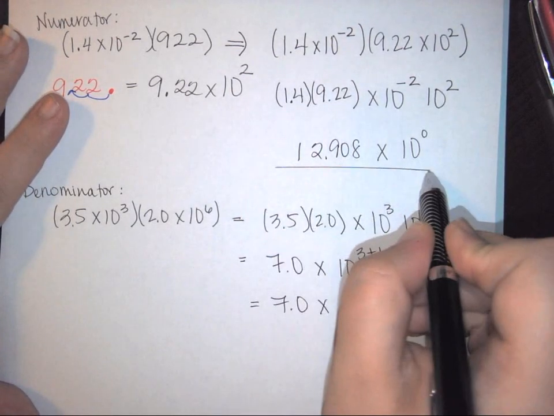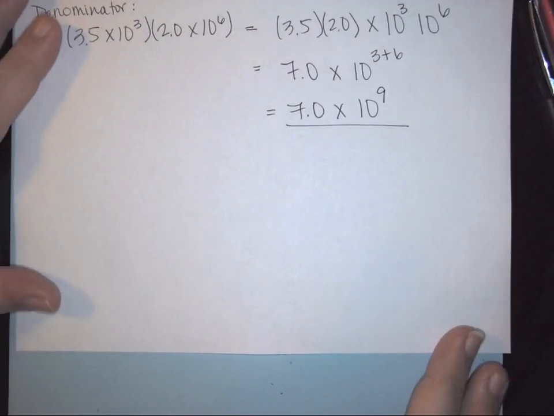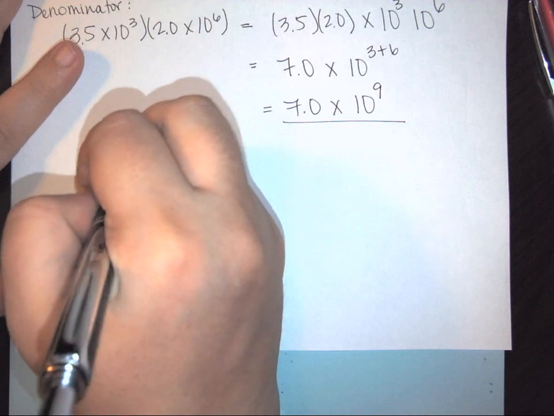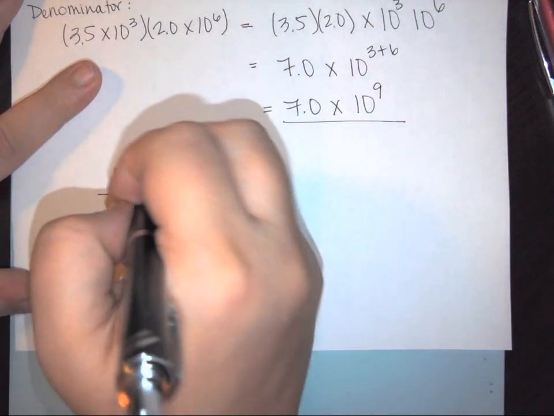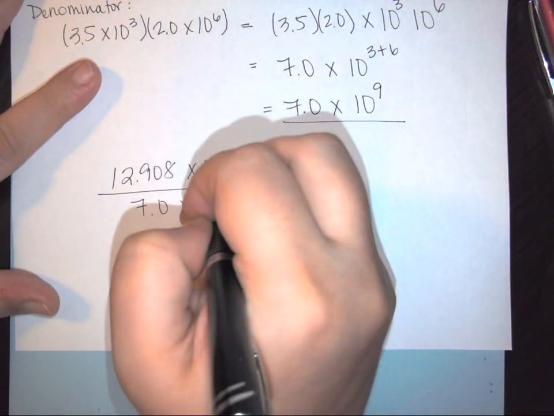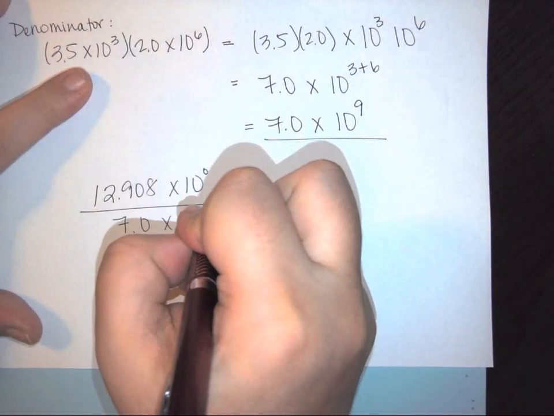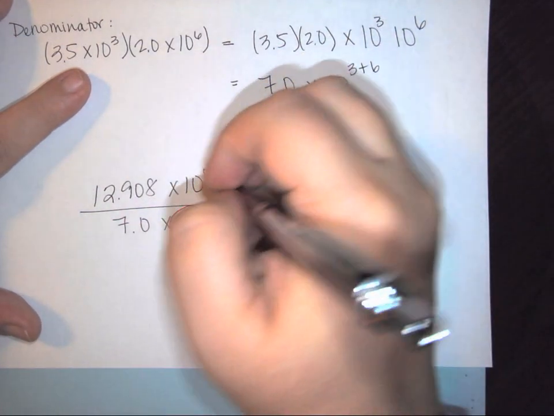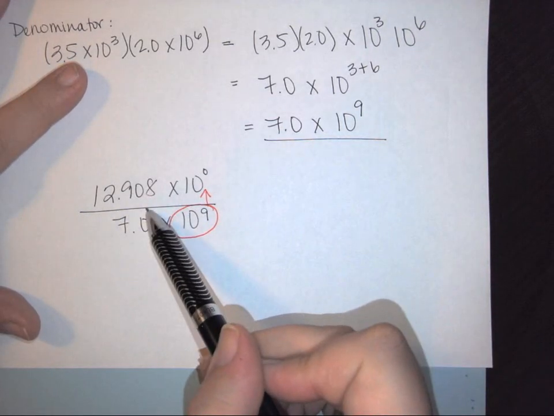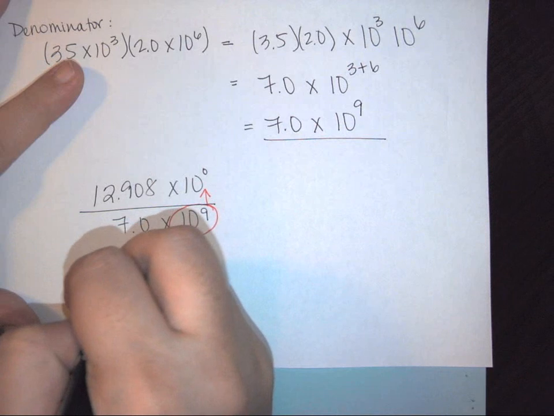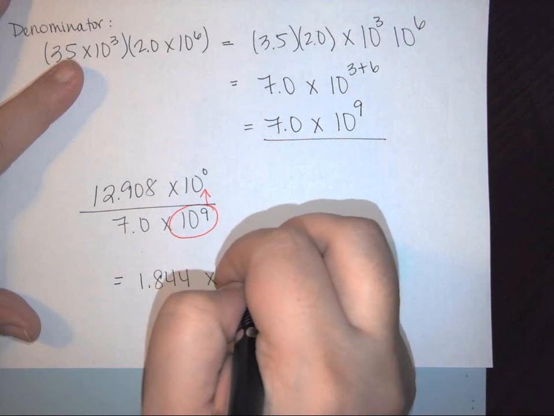So we have a new top and new bottom. We need to rewrite to see what we have. My numerator was 12.908 times 10 to the 0 divided by 7.0 times 10 to the 9th. Again, one of the things you have to remember is that my denominator has to move up to the top. And so here we're going to have 12.908 divided by 7, which is going to give us 1.844 times 10 to the negative 9.